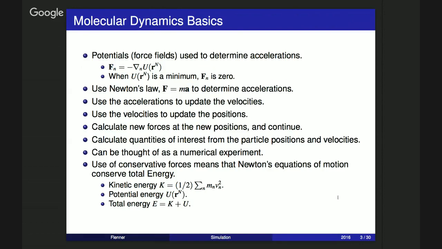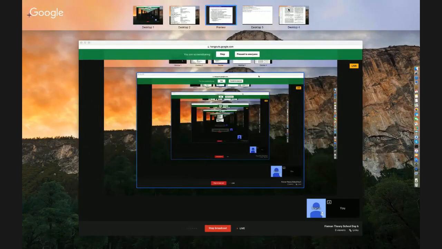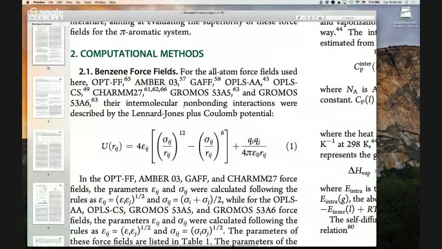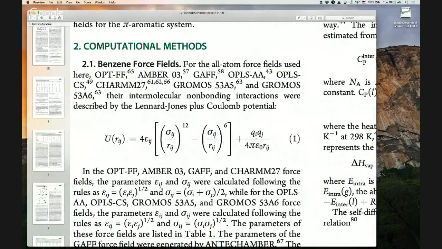Let me just show you a quick example of a very typical potential. It's not very good, but it works. So this is an example of a potential. This is the Lennard-Jones potential. This is actually a paper comparing all these force fields for benzene. For the same molecule, you can have different force fields. People do studies where they compare different force fields to different experiments, and that's what this paper is doing.